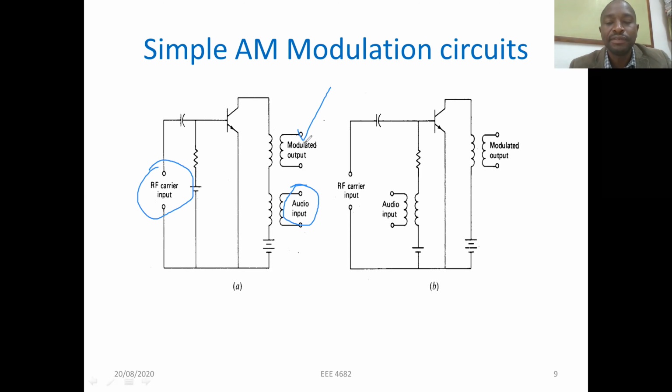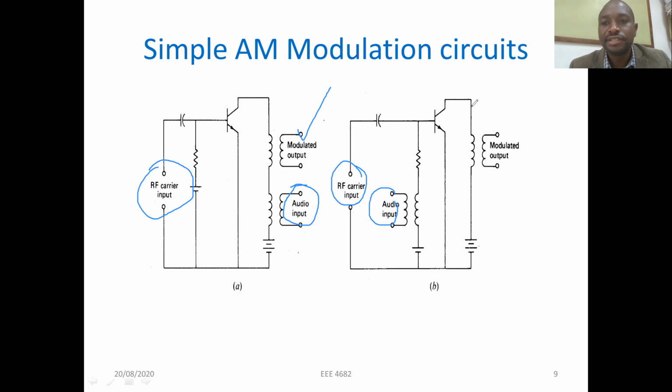If you're talking of low level modulation, again, figure B also shows the RF carrier input there. Then you've got the audio input, the two are mixed, and then you get the modulated output, which will then be amplified using various stages of linear amplifiers, again if you're considering low-level modulation. Okay, so that's just a basic circuit which you can implement in the lab.